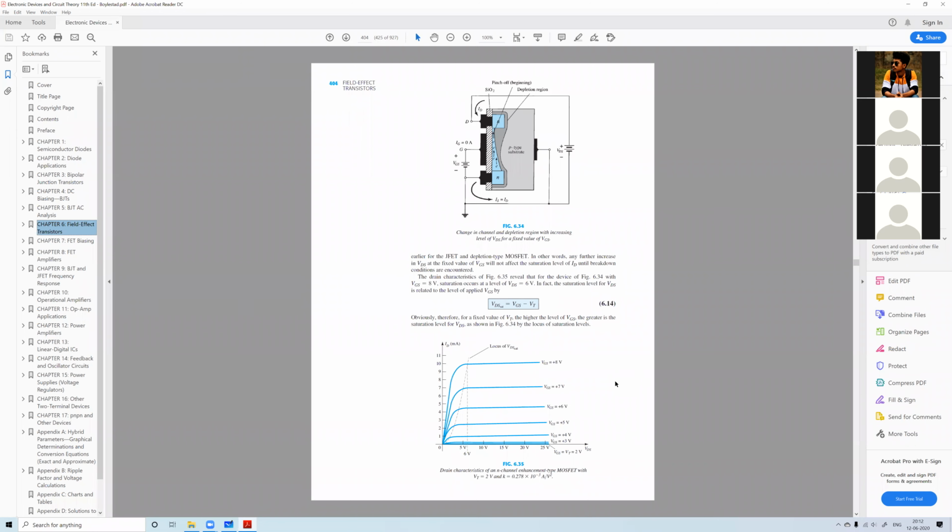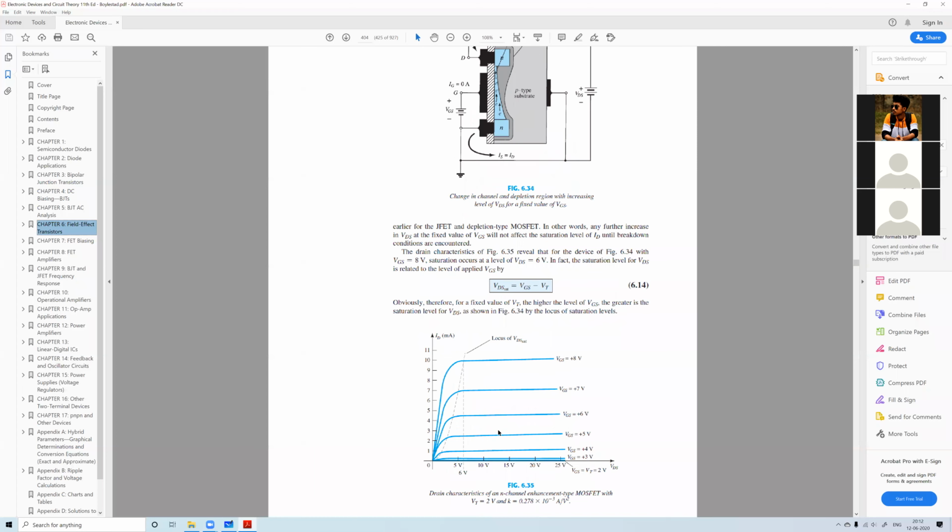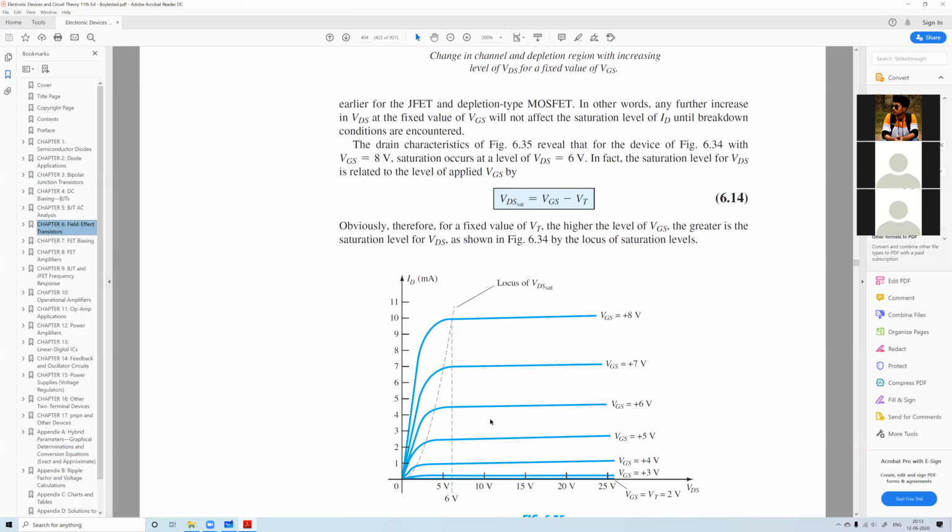So the curve is like this. See? And see that the saturation voltage here varies. It follows this equation 6.14. VD sat equal to VGS minus VT.